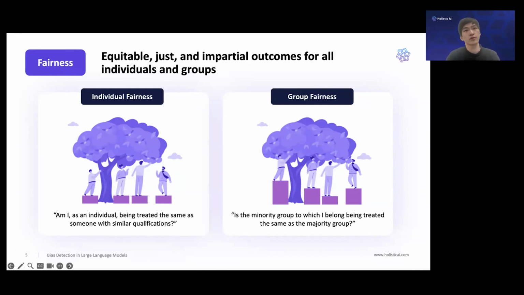And then group fairness asks the question, is the minority group I belong to being treated the same as the majority group? Group fairness is about ensuring that minority groups have the same opportunities and are not disadvantaged compared to majority groups. However, the real challenge lies in balancing these two fairness concepts within AI systems, which is making sure individuals are treated fairly while also promoting equality across different groups.